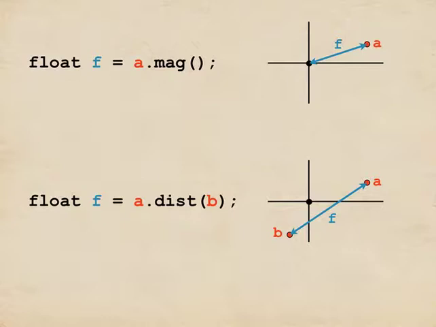So mag and dist are great. Be aware that they can take some time. Under the hood, when they run, they both have to do a square root, which can be a time-consuming operation. So if you use a lot of calls to mag or dist in your program and it seems to be running slowly, that's one place to look for opportunities to speed things up.